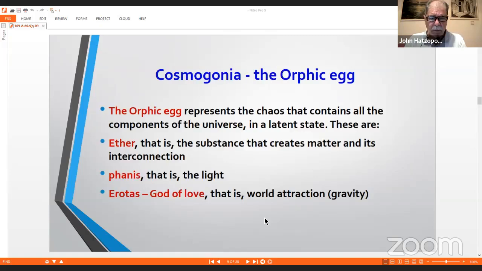The Orphic poems tell us that it was the so-called Orphic egg that hatched and created the universe. This egg had three things inside. The ether, a substance that creates matter and its interconnection, which we'll explain later on. The phanis, that is the light, phos. And the god of love, Eros, that is the world attraction, the gravity.